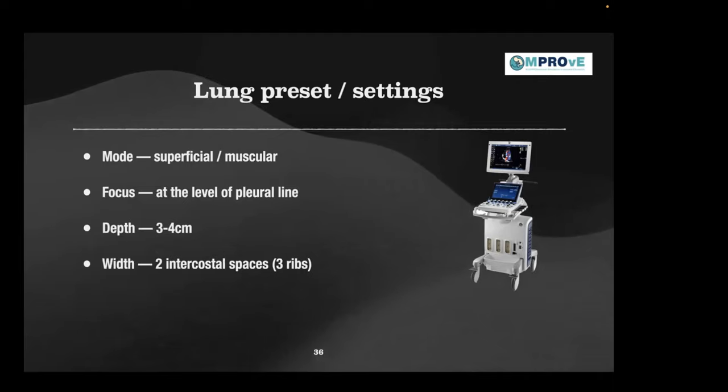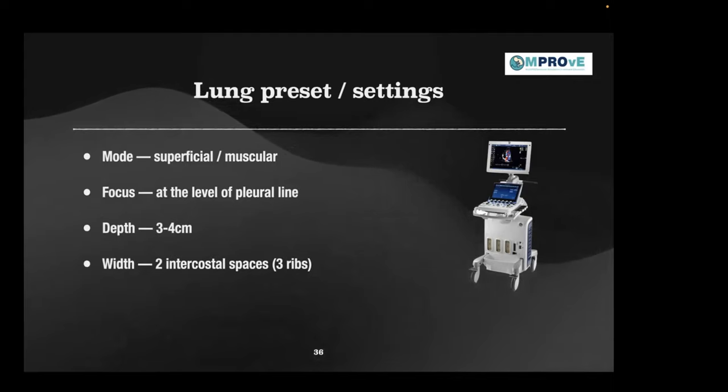Width. How much width are you going to get? Ideally 2 intercostal spaces with 3 ribs. The reason for 2 intercostal spaces is that then you're going to see the bat wing sign. Otherwise, there will be a bat with just 1 wing. It becomes easier for you to interpret different artifacts when you have 2 intercostal spaces visible. So 3 ribs is your ideal width.